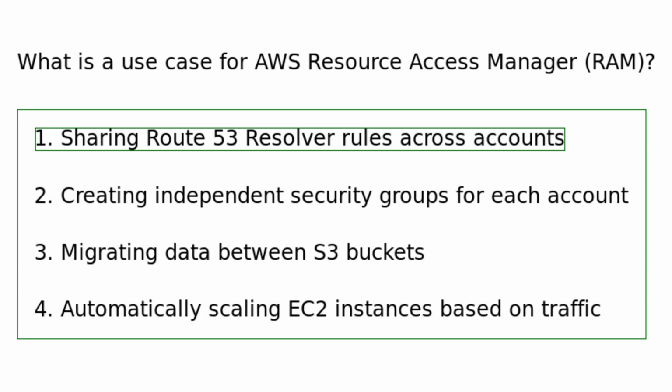A use case for AWS Resource Access Manager is sharing Route 53 resolver rules across accounts to allow multiple accounts to resolve DNS queries within a VPC.